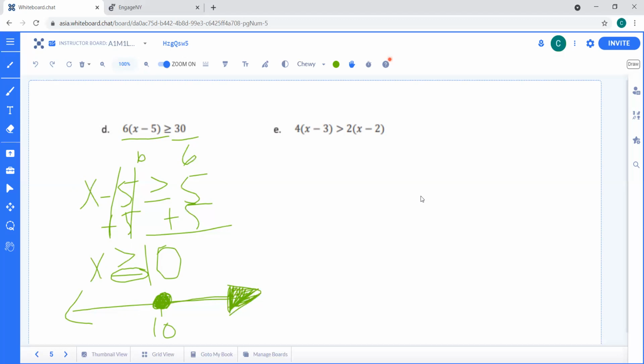Okay. Now, since this is 4 times x minus 3 and 2 times x minus 4, I'm going to go ahead and divide by 2. Divide by 2, and that's going to be 2 times x minus 3 greater than x minus 2. Now, what I'm going to have to do is go ahead and distribute this.